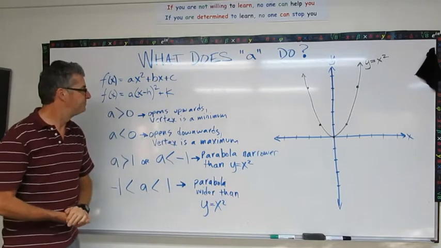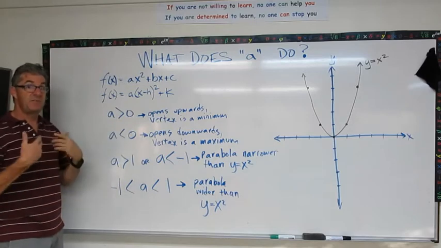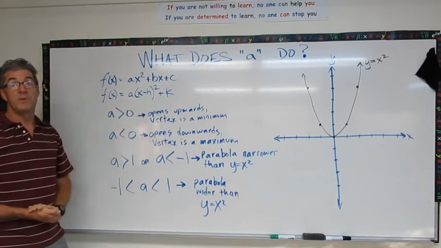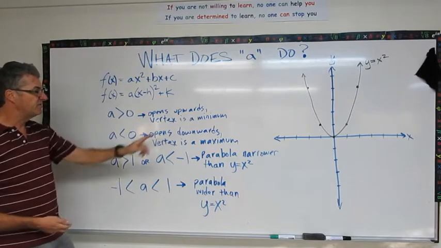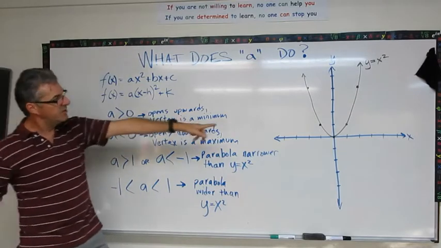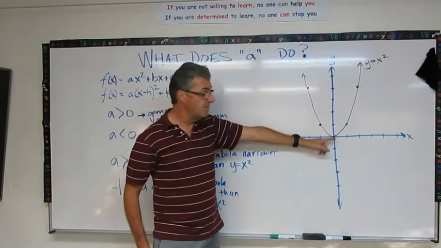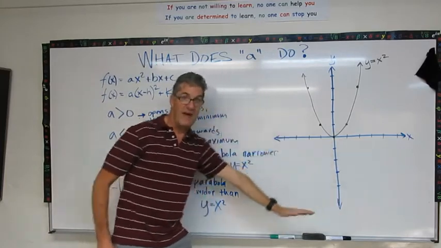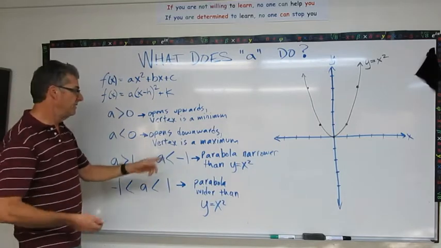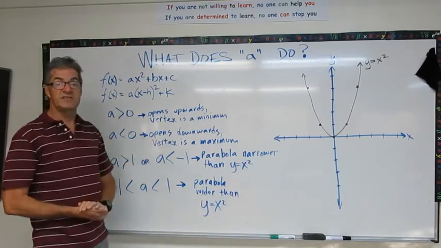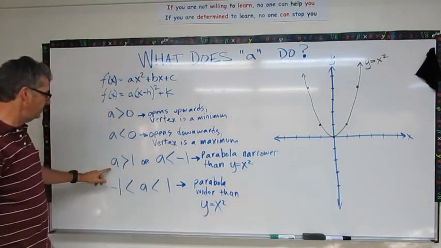Let's get started. When a is bigger than 0, which means it's positive, then the parabola opens upward. And it means that the vertex is a minimum, never gets below that value. So this one has a positive a, it's opening upward. The vertex at (0, 0) is a minimum, never going to get lower than that. When a is less than 0, or negative, the parabola opens downward and the vertex is a maximum. Pretty straightforward.